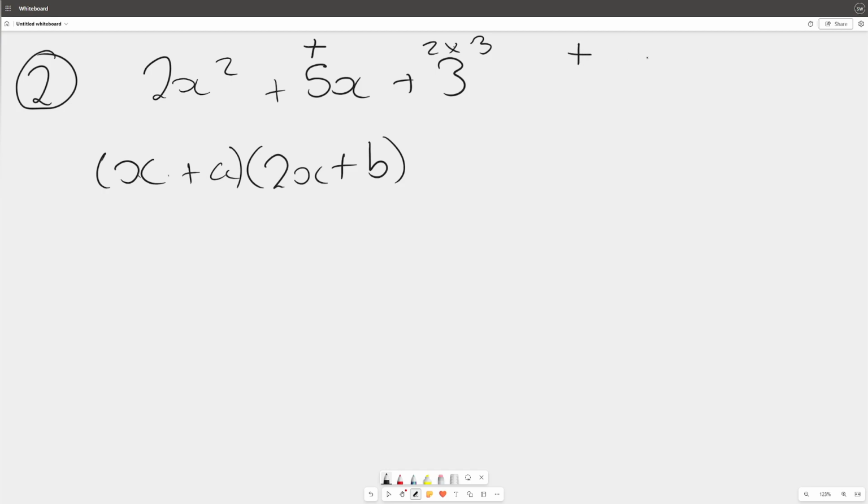So let's do a little table here. Add to make 5 and multiply to get 2 times 3, which is 6. So what numbers add to make 5 and multiply to get 6? Well, it's the same as the previous example. It is 2 and 3. Now this does not mean that our a is 2 and our b is 3. We have to do a new method.